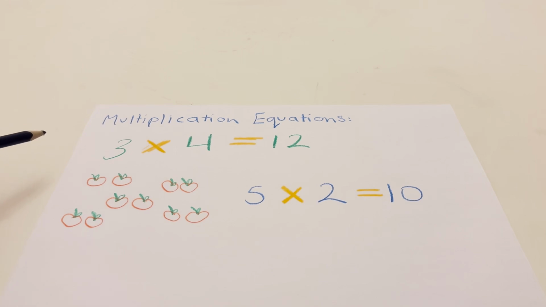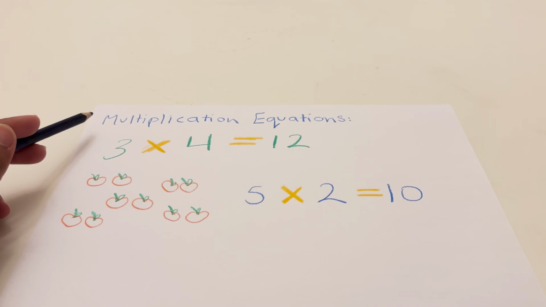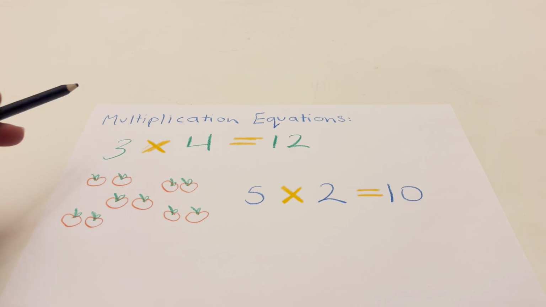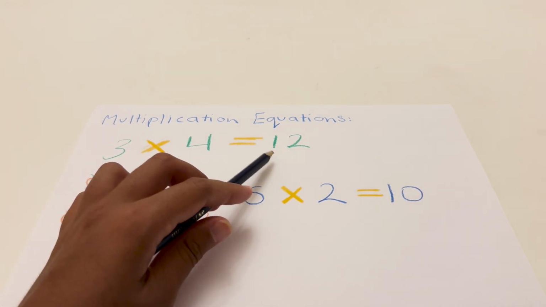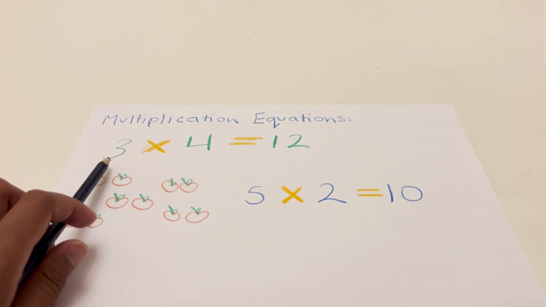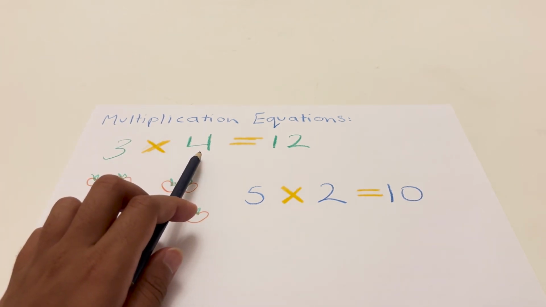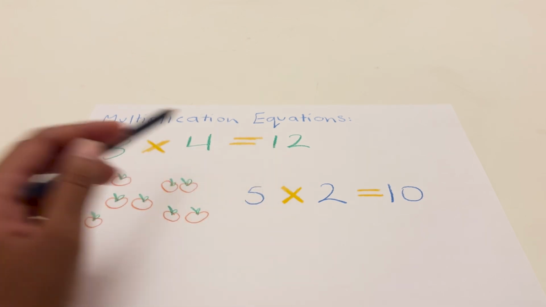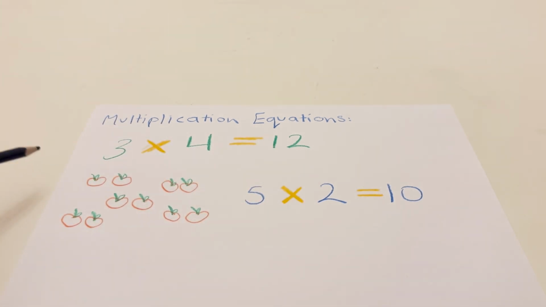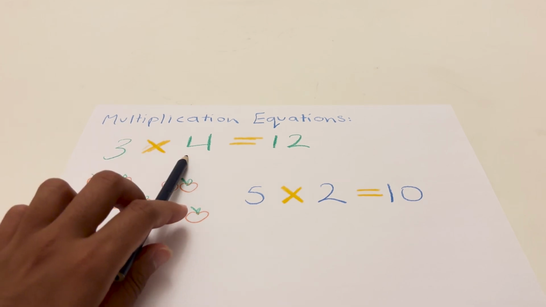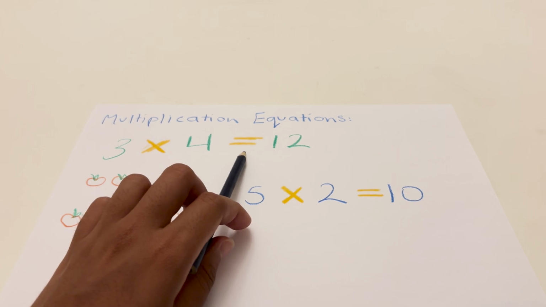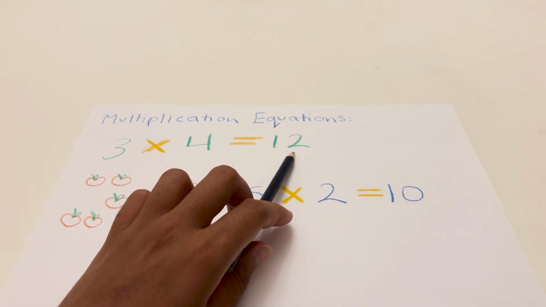Let's first learn what a multiplication equation is. Multiplication equations show how many times a number is added to itself. For example, in the equation 3 times 4 equals 12, the number 3 is added 4 times to make 12. To write a multiplication equation, you use the multiplication sign, which is this x, between two numbers and an equal sign to show the result. In this case, it's 12.